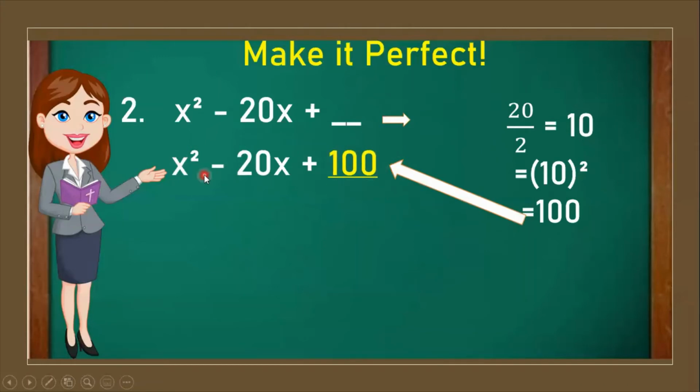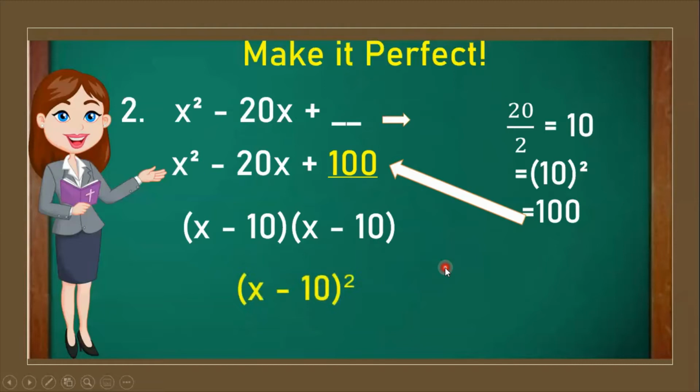After that, this is a perfect square trinomial. So let us get the square of the binomial. The factors are the quantity x minus 10 times the quantity x minus 10, and we will write that as x minus 10 quantity squared. And that is the square of the binomial.